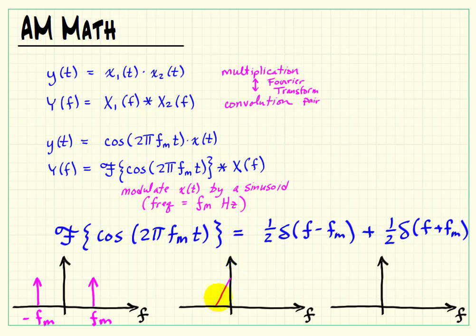Let me use some generic shape for x of f, like a triangle. So we would say that the signal has some DC component and it has some finite bandwidth. When we convolve those two signals together, the convolution of a signal with an impulse function simply translates that original function to wherever that delta function is centered. So we're going to translate one replica of our so-called baseband signal to be located at fm. The other replica gets placed at minus fm.